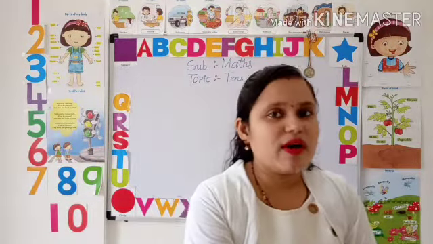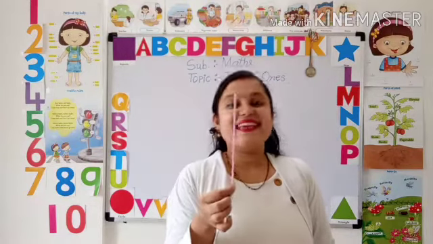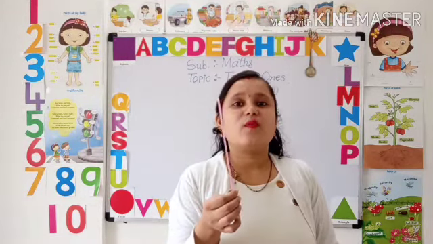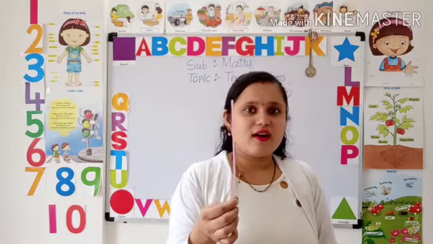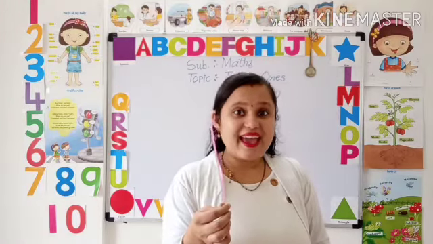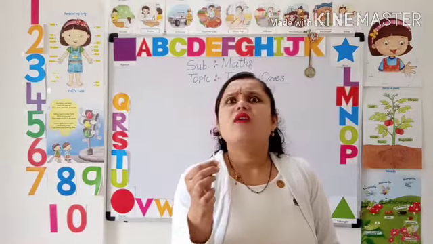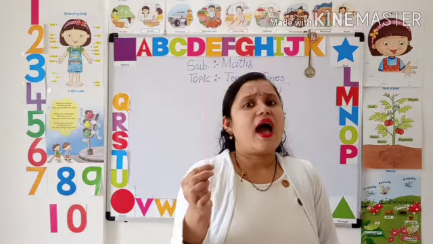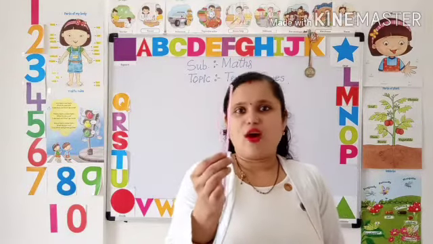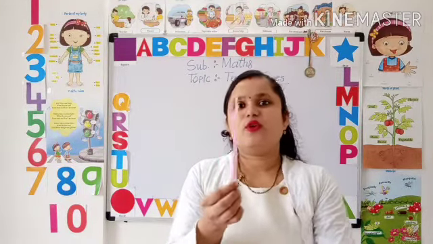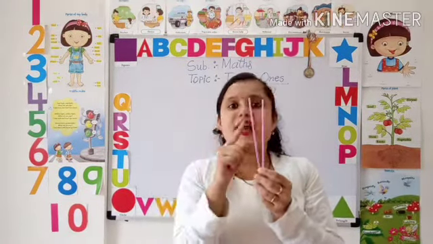Now, one more example. What is this in my hand? Yes, this is a straw. Do you like to drink juice with the straw? Yes. How many straws? 1. Now I am going to add 1 more straw. Now how many straws do I have? 2. 1, 2. It means 2 ones.